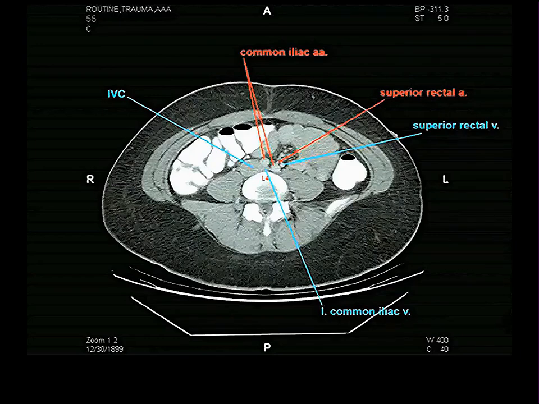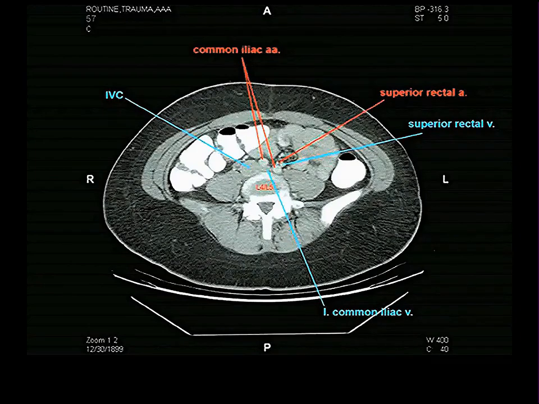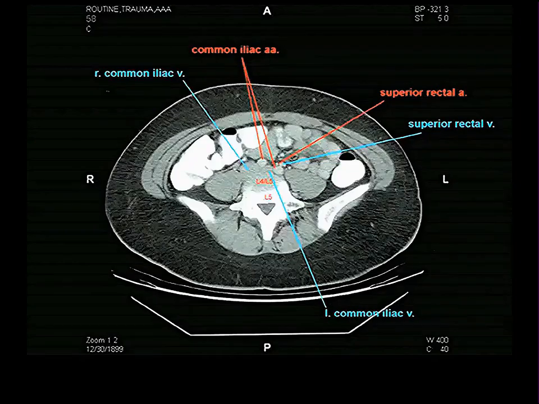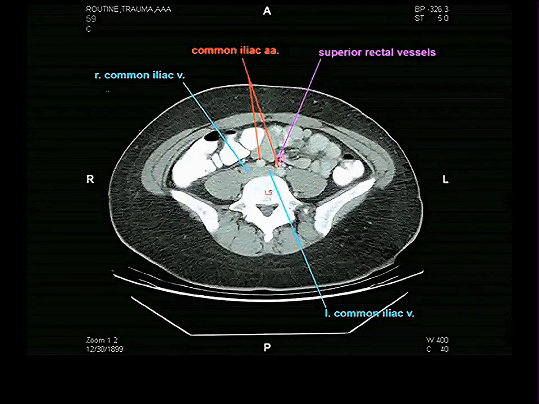So we continue down, and the common iliacs start to diverge, and we see something coming into the IVC from the left side. And it gets bigger as we come down here. And this thing which is coming into the IVC from the left side, inferior to the bifurcation of the aorta, is the left common iliac vein.